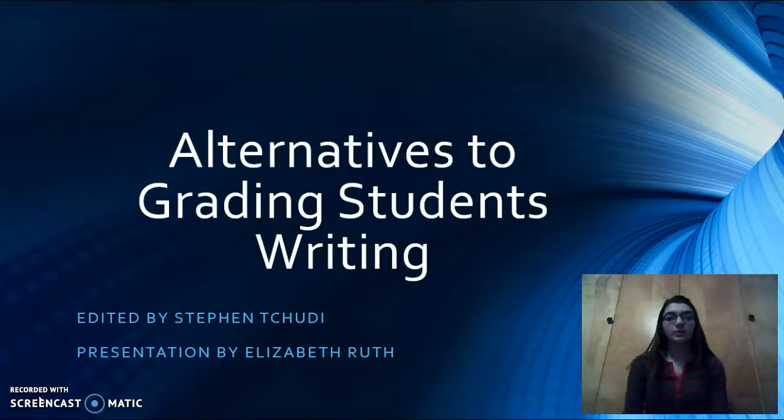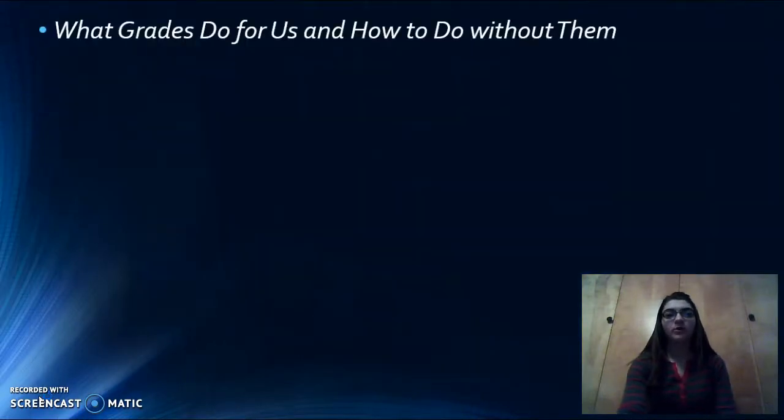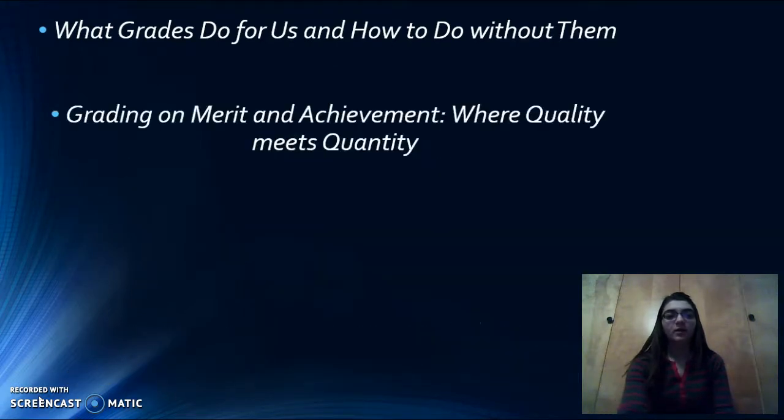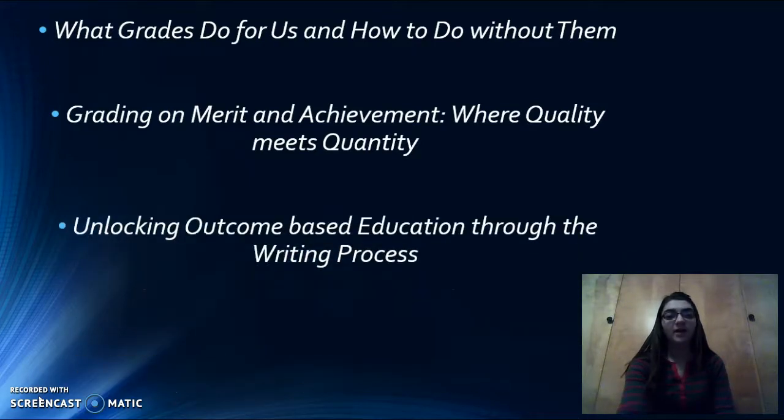Today's presentation will be on the reading we have for this week, entitled Alternatives to Grading Students' Writing, edited by Stephen Tuccitti. There are 3 chapters we will be discussing today. Number 1, What Grades Do for Us and How to Do Without Them, by Marcy Baldwin. Grading on Merit and Achievement, Where Quality Meets Quantity, by Stephen Atkinson and Stephen Tuccitti. And Unlocking Outcome-Based Education Through the Writing Process by Rick Pribble. Each of these are separate articles on different methods to grade without slapping on a letter grade.